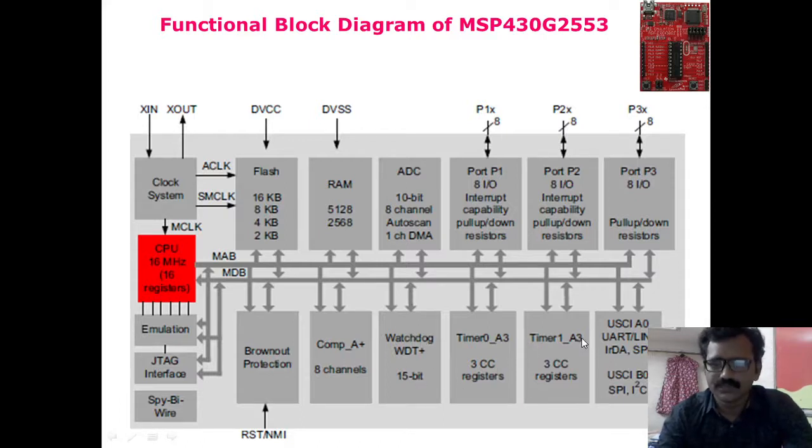These all come under digital. This is for serial communication, USCI, and there is SPI and I2C. It has two modules, USCI A0 and USCI B0. USCI A0 supports UART, IrDA, and SPI, and USCI B0 supports SPI and I2C protocols. This is the functional block diagram.